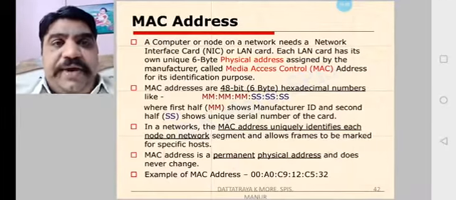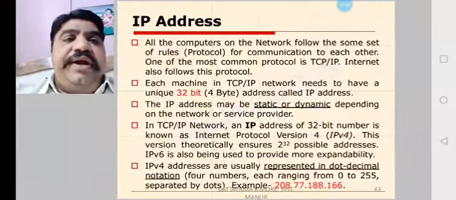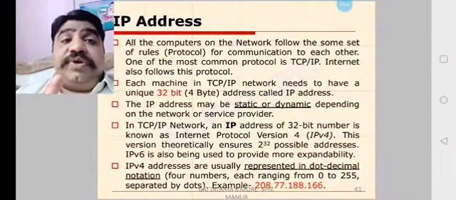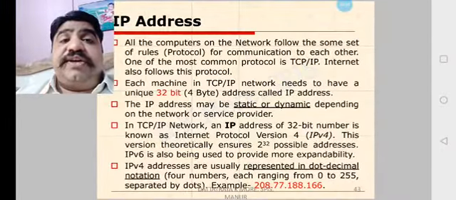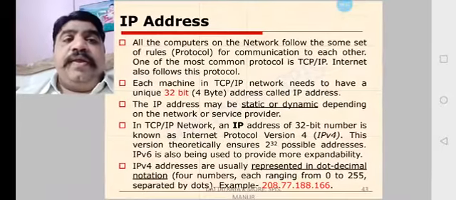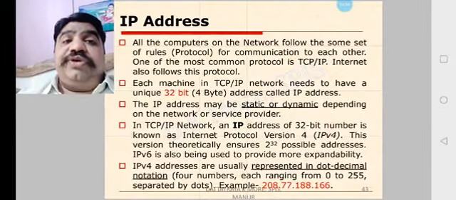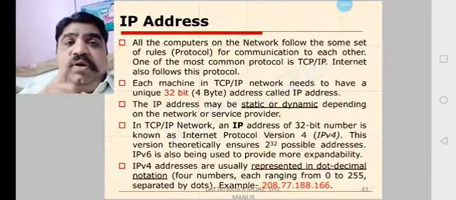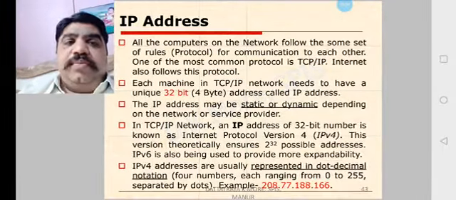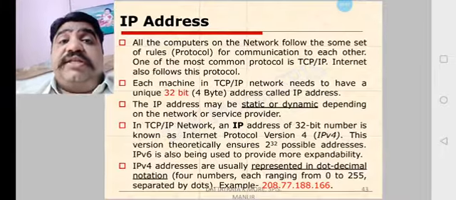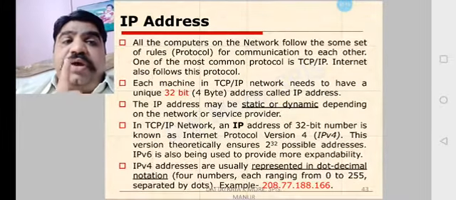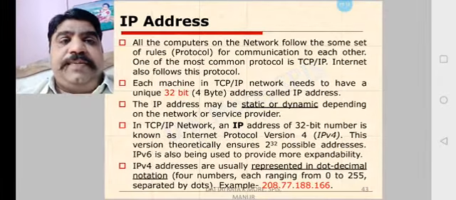Let's move on to IP address. The IP address is also a very important address. All the computers on a network follow a set of rules, meaning a protocol, for communicating with each other. One of the most common protocols is TCP/IP. The Internet also follows this protocol. Each machine in a TCP/IP network needs to have a unique 32-bit address called an IP address.